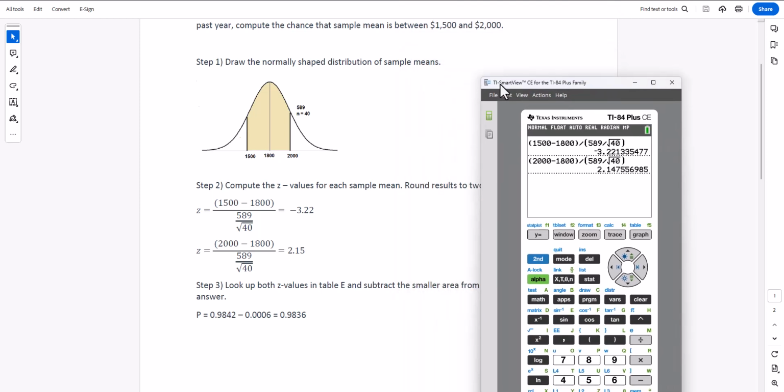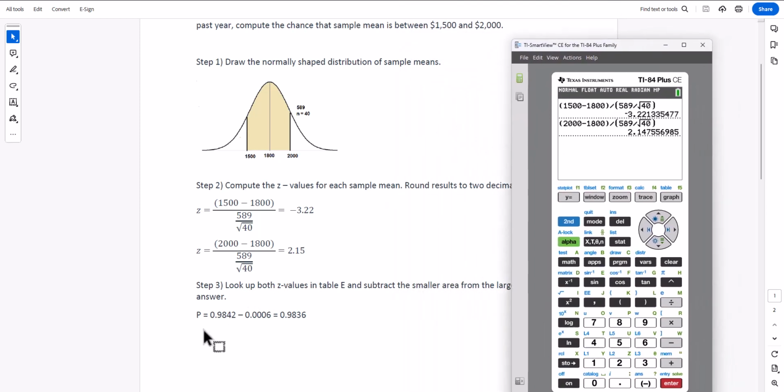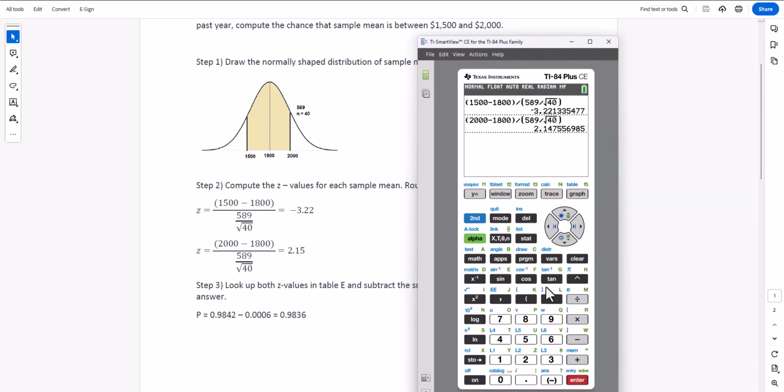Our next step is to calculate the area. We could look up the two z-values in table E and then find the two areas, subtract smaller from larger to get 0.9836. If we have a TI-84 Plus calculator, we can also just look up the area.